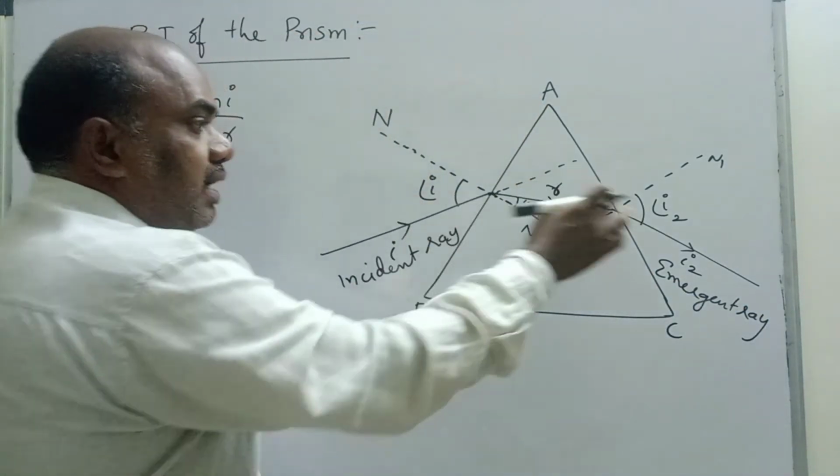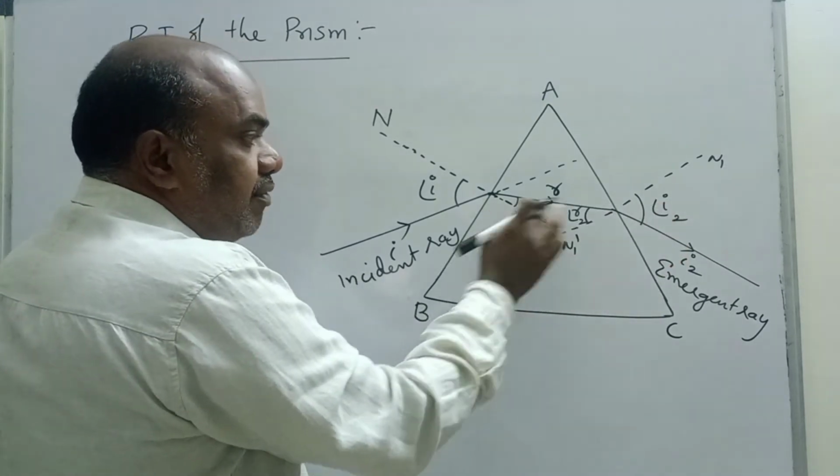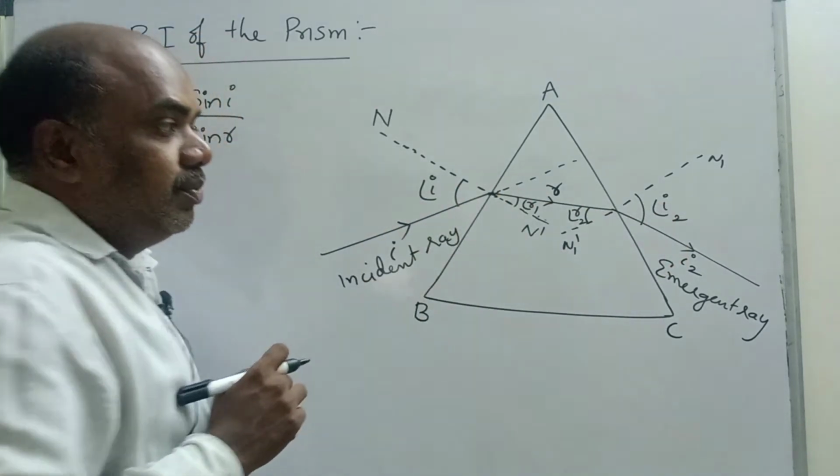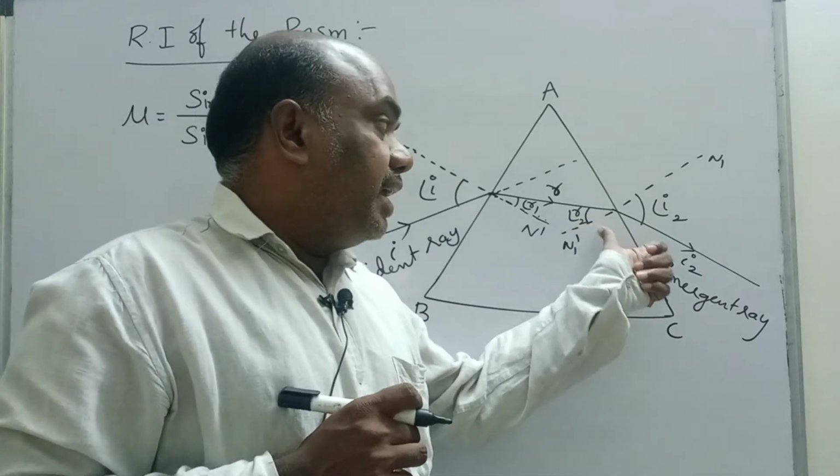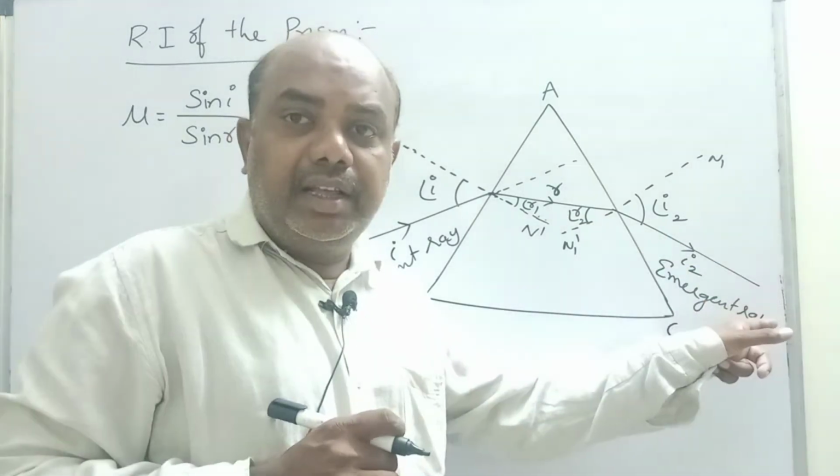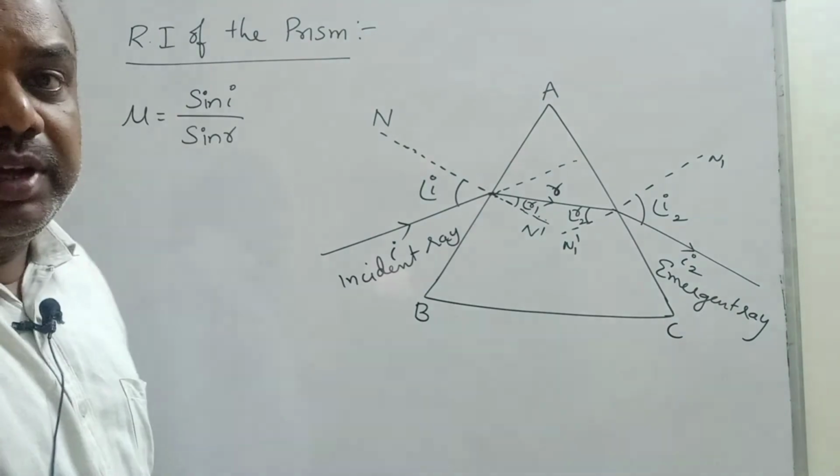Angle of incidence, angle of emergence, angle of first refraction, angle of second refraction. The angle of the second refracted ray acts as an incident ray for the second refraction. Do you understand, children, up to here?